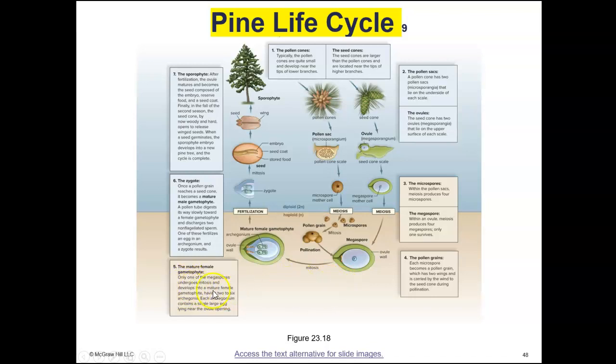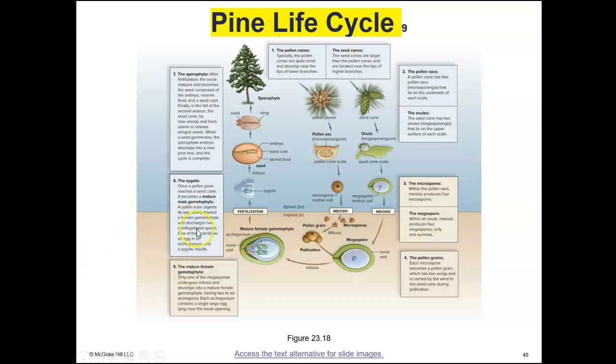Okay, so in step 5, meiosis occurs, and there's 1 egg for every instance of meiosis. Every cell that divides produces 1 egg instead of 4. In step 6, once a pollen grain reaches a seed cone, it becomes a mature male gametophyte. Remember that one, because that is a question on your practice test. What is the male gametophyte for the gymnosperms and the angiosperms? And it is the pollen grain.